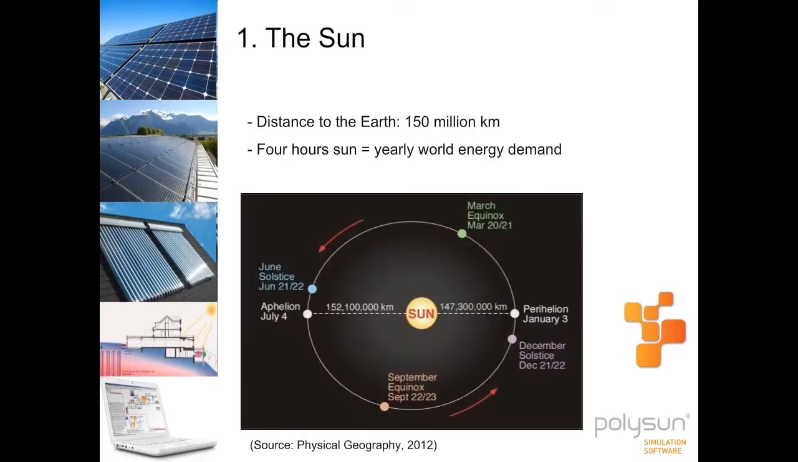Over a distance of 150 million kilometers, just a small fraction of the energy produced by the Sun hits the Earth and makes life possible. Solar radiation drives all natural cycles and processes such as rain, wind, photosynthesis, ocean currents and several others. The incoming solar radiation energy in 4 hours is enough to provide the complete yearly world energy demand.